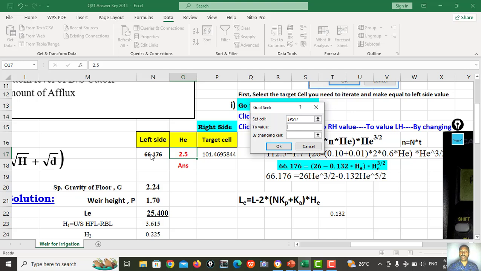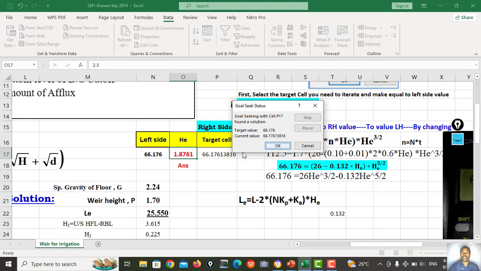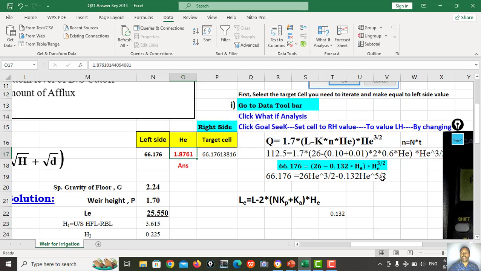So we just put 6.176. This is the value. Then by changing this cell, it iterates. So the result is 1.876. This is the effective head calculated.